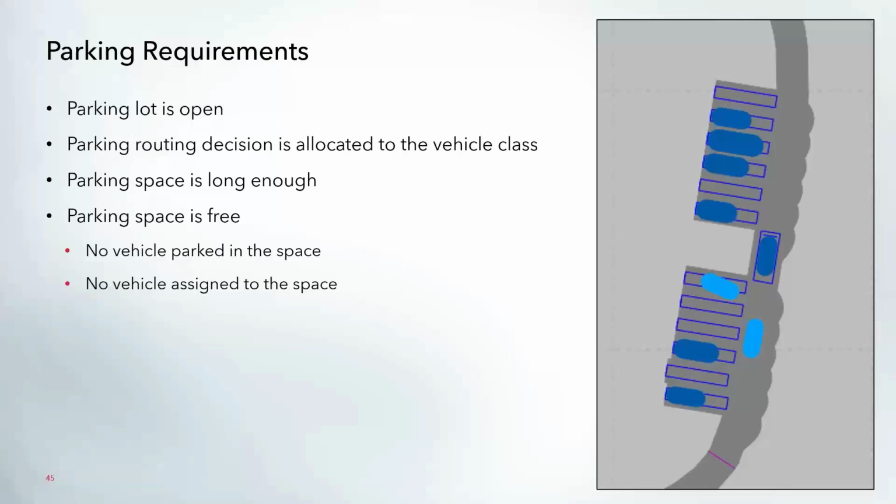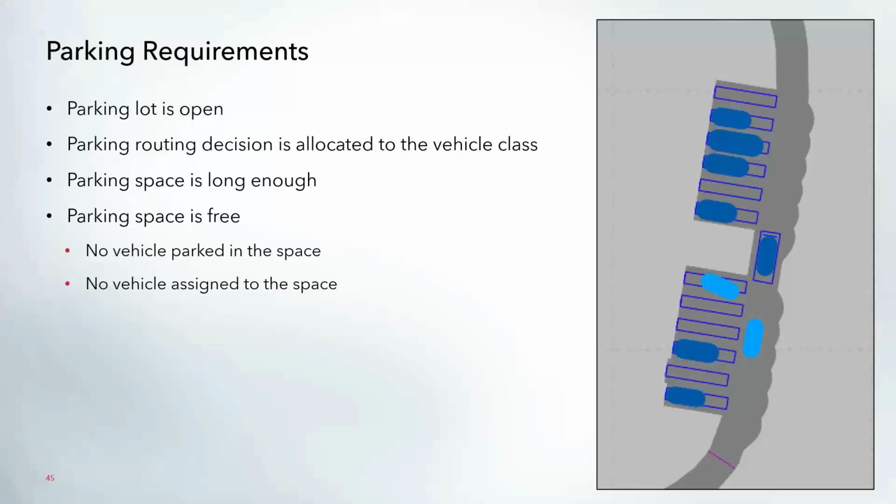And again, all the vehicles will make these decisions as they cross this parking routing decision. When they cross this decision, they're just going to go through this list of conditions and make sure that the lot is open, that their vehicle class is allowed, that there's enough space for them in that spot, and that the parking space is free.